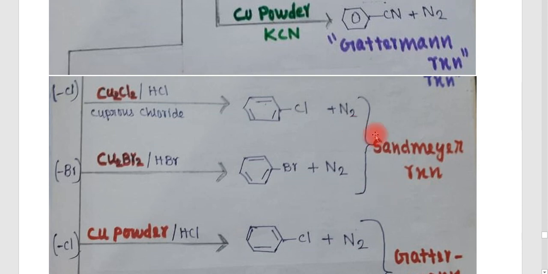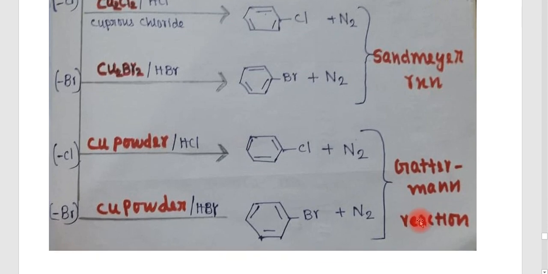And this reaction, the conversion of benzene diazonium chloride to chlorobenzene or bromobenzene in the presence of cuprous chloride and cuprous bromide, is called the Sandmeyer reaction. It is also called the Sandmeyer reaction.